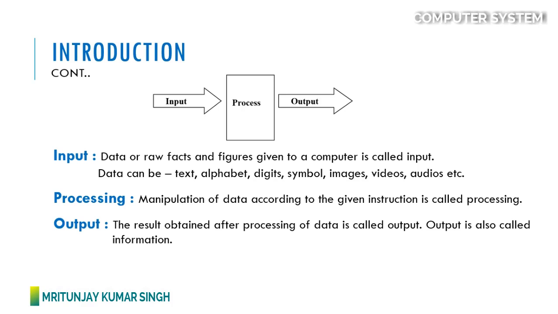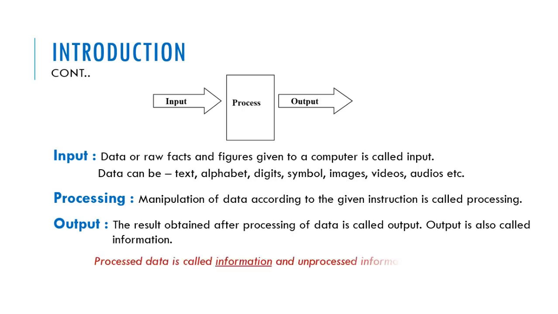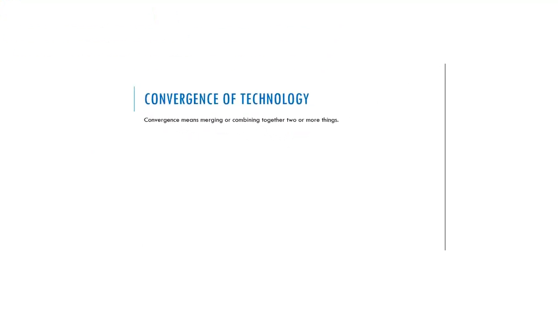So output is simply the result obtained after the processing of the data by the computer system. And the output is also called information. We give data to the computer as an input, and the computer gives the output in the form of information. So there is a relation between data and information, that is, processed data is called information and unprocessed data is called data. Now let's see the next topic, that is convergence of technologies.